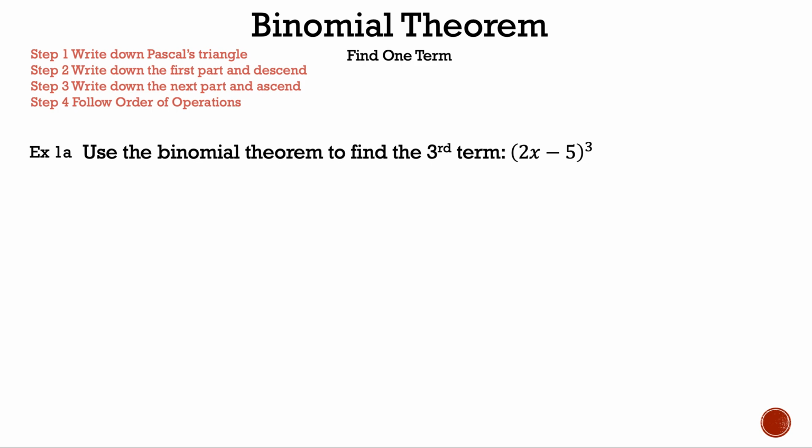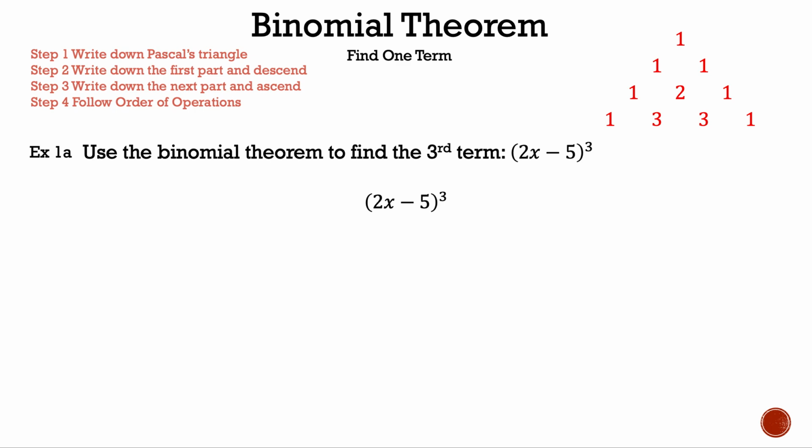Use the binomial theorem to find the third term of the quantity of 2x minus 5 raised to the power of 3. Let's write down Pascal's triangle. How many terms do you think we will have? We need to look at the power. Using property 1, we know that there are n plus 1 terms. In this case, n is equal to 3. So we have 4 terms, because 3 plus 1 is 4. 4 terms, 4th row. Now, let's write down the quantity of 2x minus 5 raised to the power of 3 so we can show our work.